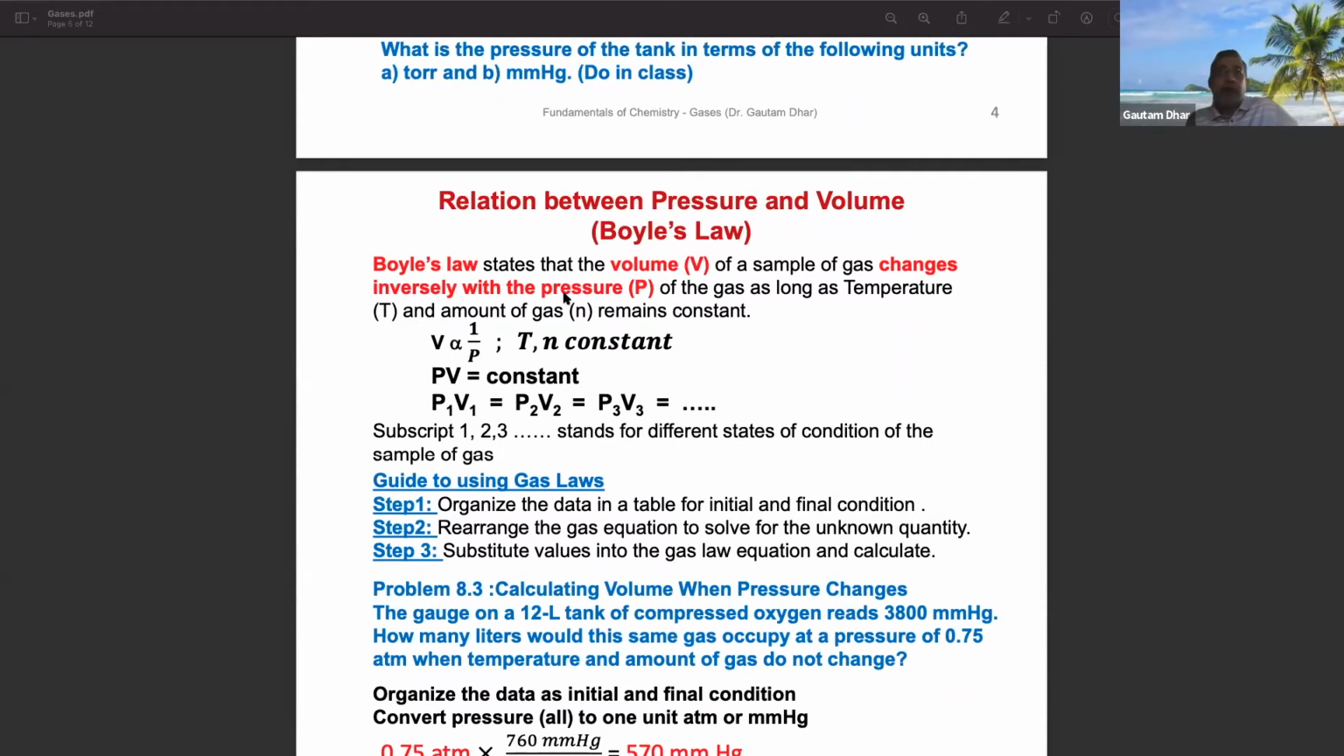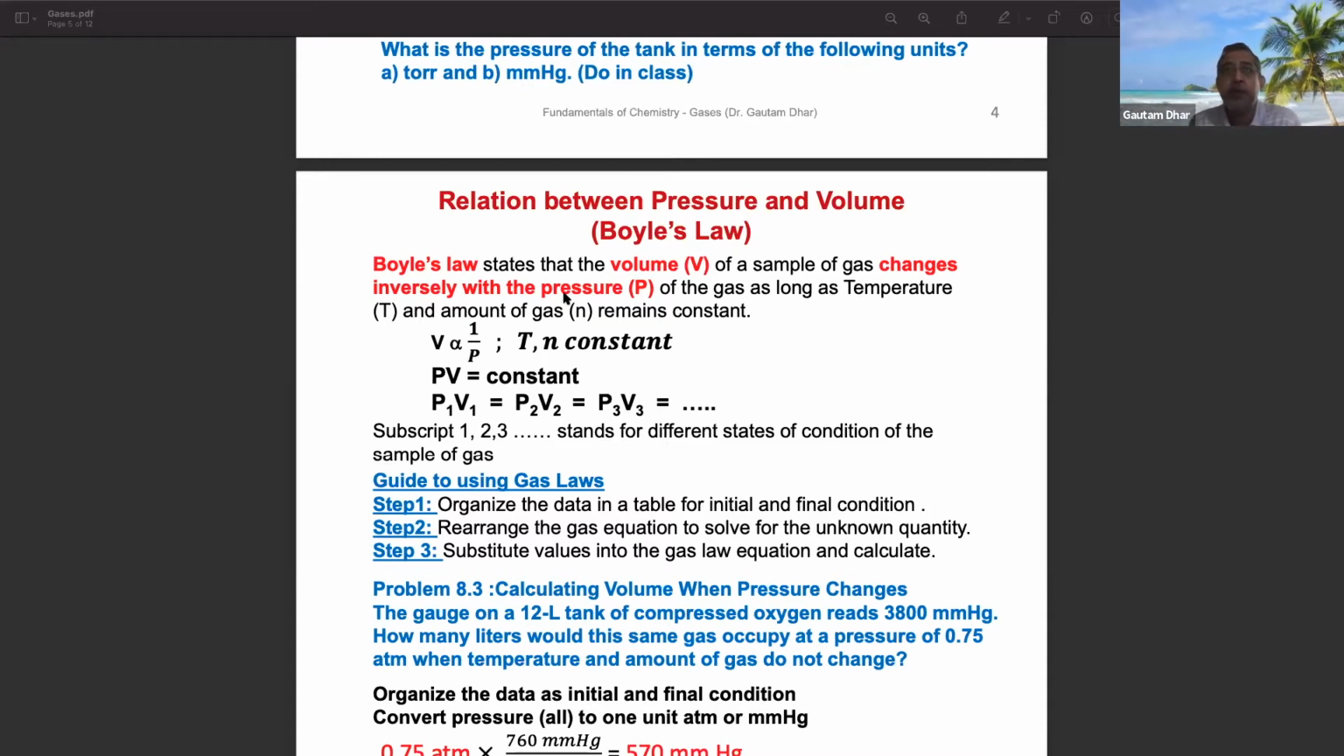Now, Robert Boyle performed experiments. We all know that if you apply pressure, volume decreases. Robert Boyle studied it more scientifically: he got the data, did some plots, and got some mathematical equations out of that. This is probably the first time it was studied scientifically. Robert Boyle started that. Whatever you are doing, you should be able to write it mathematically. So Robert Boyle says that the volume of a sample of gas changes inversely with the pressure, as long as the temperature and amount of gas remain constant.